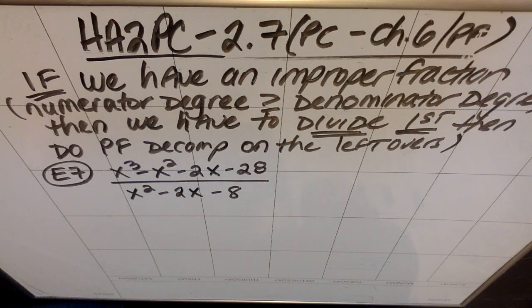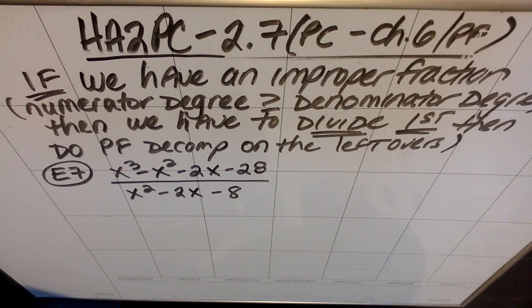This is Honors Algebra 2 Pre-Calc. We're doing partial fraction decomposition, which is section 2.7 in the Pre-Calc book, but is part of our chapter 6 partial fractions unit. All right, so if we have an improper fraction, meaning the numerator degree is greater than or equal to the denominator degree, then we have to divide first and do partial fractions decomposition on essentially the leftovers. So let's walk through an example of that.